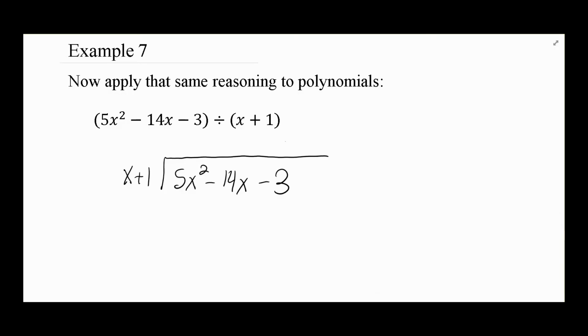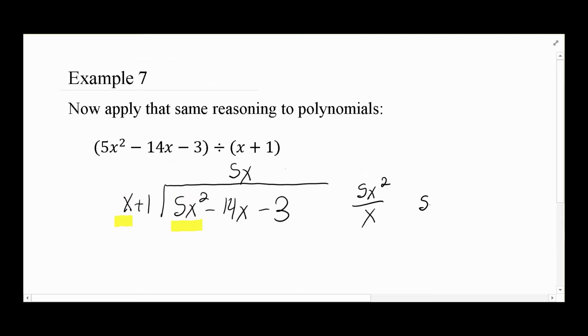Now our first step here is to say, how many times does x go into 5x squared? The beauty here is we can ignore the plus 1. We're just caring about the biggest power, the biggest term in each of those. So really what's going on in our heads is we should be thinking 5x squared over x is 5x. Now the next step in long division is the multiply. We multiply the 5x that's up top times the x plus 1. We literally distribute here, and that gets us 5x squared plus 5x.